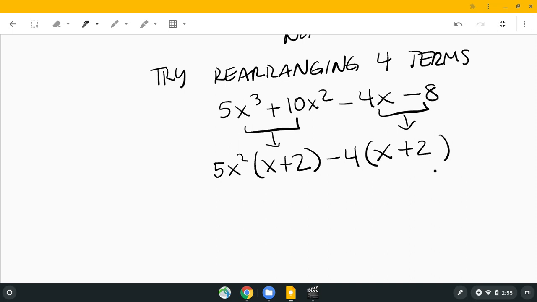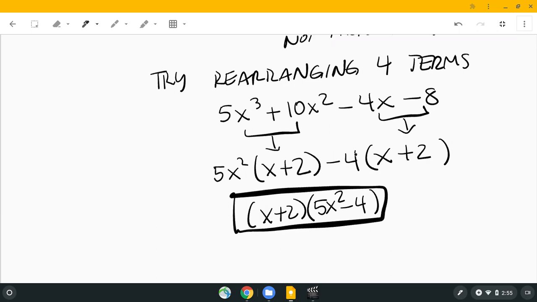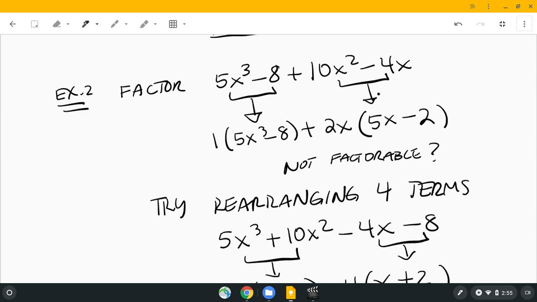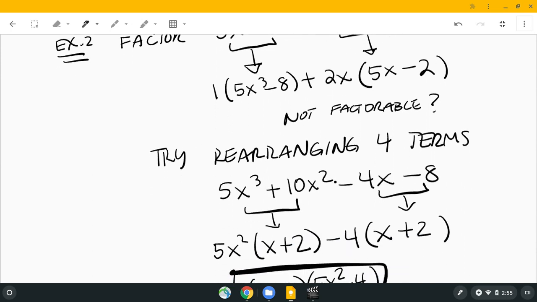If you didn't change the sign and you went with negative 2 because this is a negative, you'll see these don't match. And if you're off by the sign, check here. It's probably because you didn't use your negative 4. All right, so here it actually does work. They have x plus 2 in common, so I'll factor that out. When I take this out, I'll be left with 5x squared minus 4. And that's what goes inside here. So if it doesn't quite work out in the order that it's in, then try rearranging the four terms.